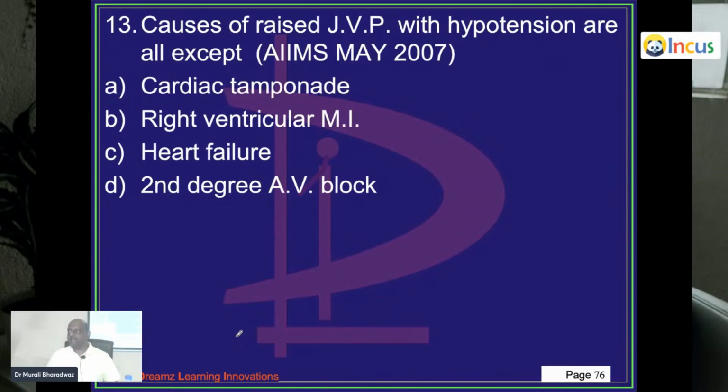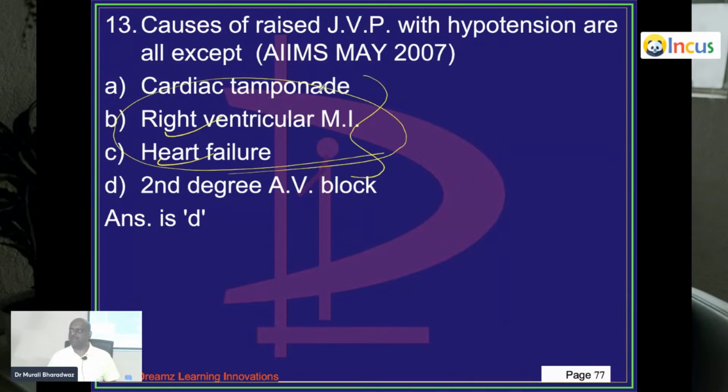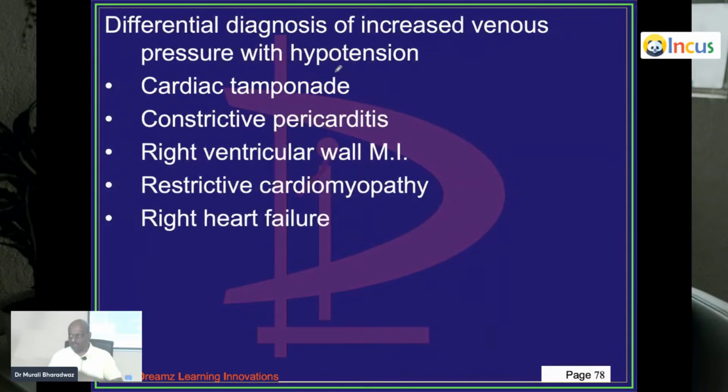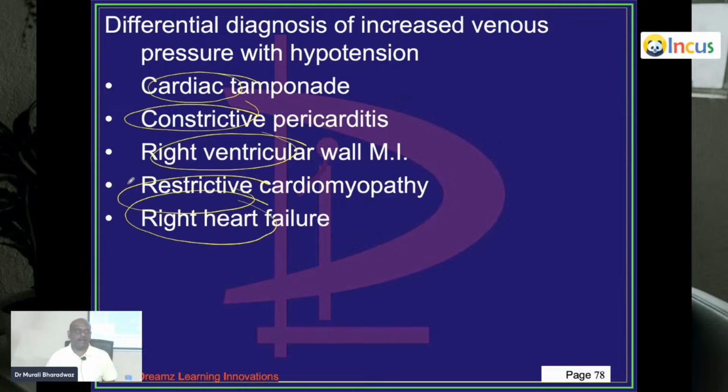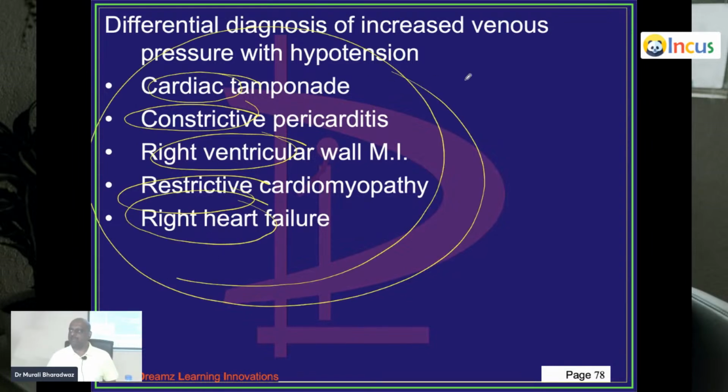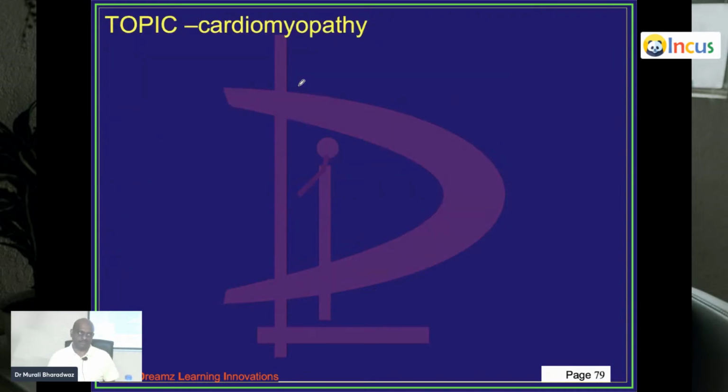What is the cause of rise in JVP with hypotension? Cardiac tamponade. Right ventricular MI or even heart failure. All of them lead to rise in JVP with hypotension. Similarly, restrictive cardiomyopathy, right ventricular MI, constrictive pericarditis, cardiac tamponade, right heart failure, all of them lead to increased venous pressure and with the hypotension as a combination.